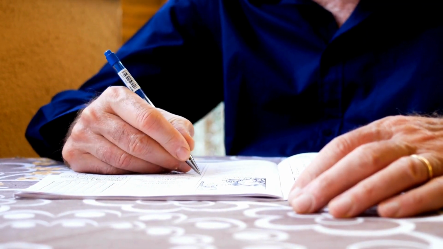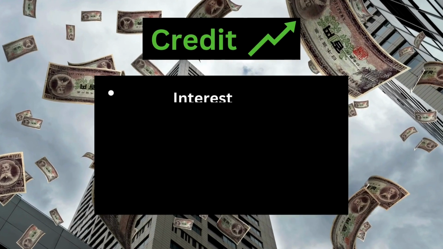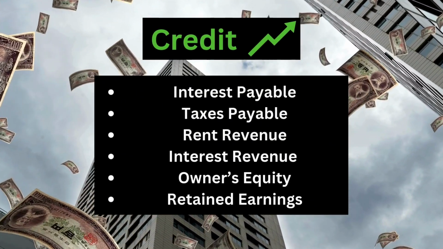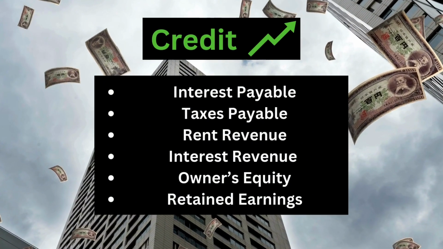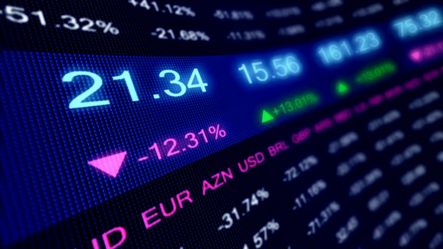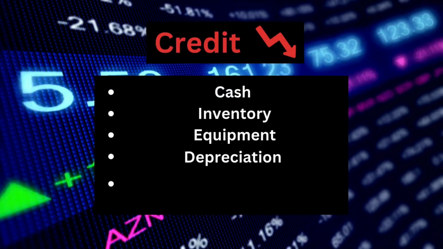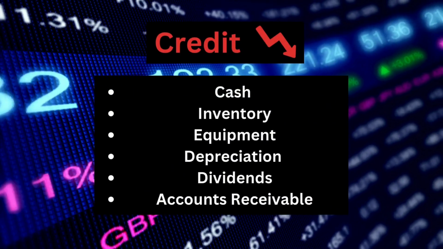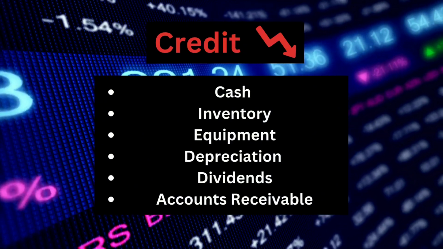Let's now take a look at credits. Credits increase liability and revenue accounts such as interest payable, taxes payable, rent revenue, interest revenue, owner's equity, and retained earnings. Credits decrease accounts such as cash, inventory, equipment, depreciation, dividends, and accounts receivable.